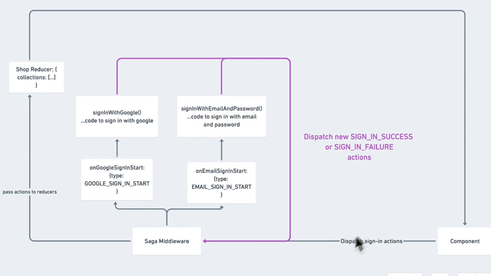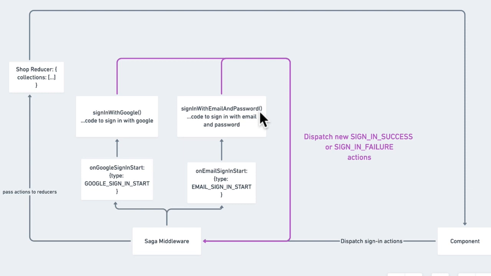If we had instead email sign-in start, our email sign-in start method hits our Saga middleware. That goes into email sign-in start. Email sign-in start is also using takeLatest to listen for the email sign-in start action, and then it will take that action and pass it into our sign-in with email and password generator function. This function then has the code to sign in with email and password, just like our sign-in with Google, except with sign-in email and password instead.